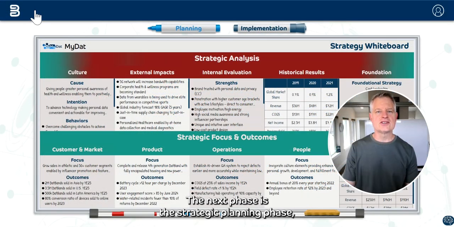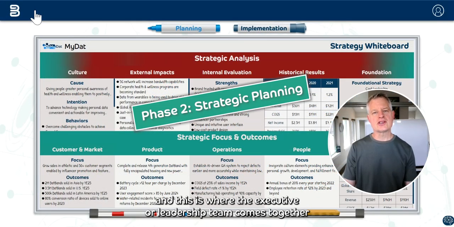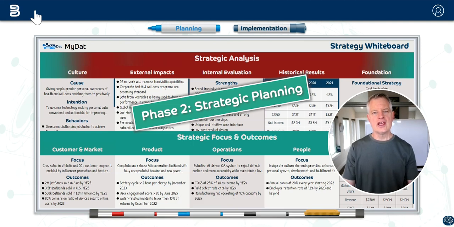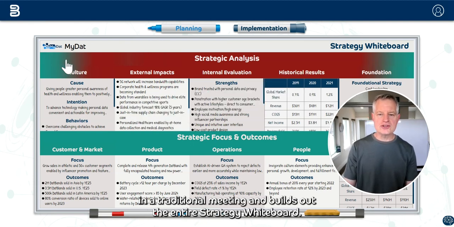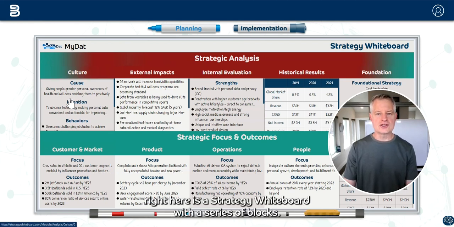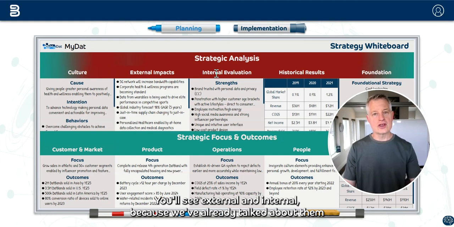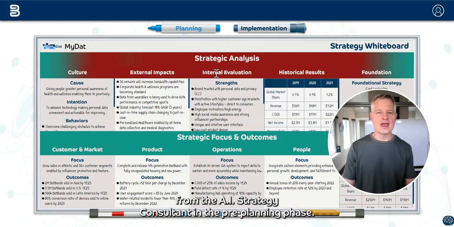The next phase is the strategic planning phase, and this is where the executive or leadership team comes together in a traditional meeting and builds out the entire strategy whiteboard. And that's what you're looking at right here, a strategy whiteboard with a series of blocks. You'll see external and internal because we've already talked about them from the AI strategy consultant in the pre-planning phase.